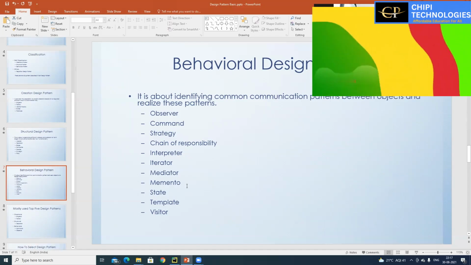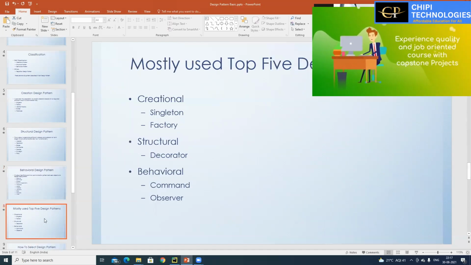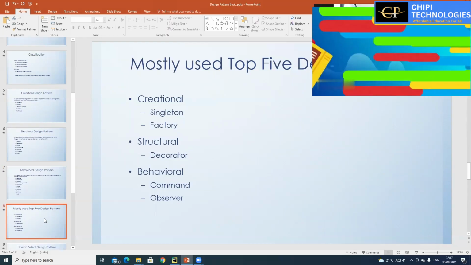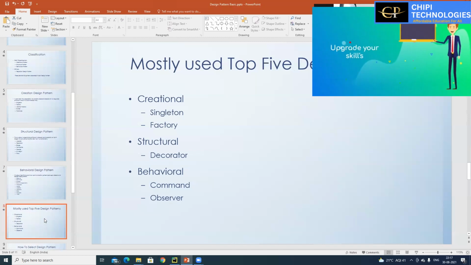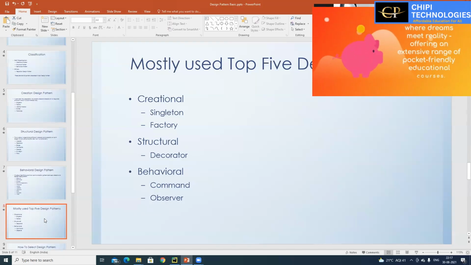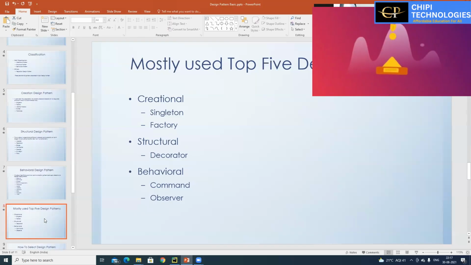Now, let's talk about some of the most used design patterns. I have categorized the mostly used top 5 design patterns. Okay, so top 5. There are 23 design patterns, and there are some others also, but there are some common scenarios that you would go through in lots of software whenever you're developing software. Some of these use cases you'll definitely find, and then you can implement these design patterns, right?